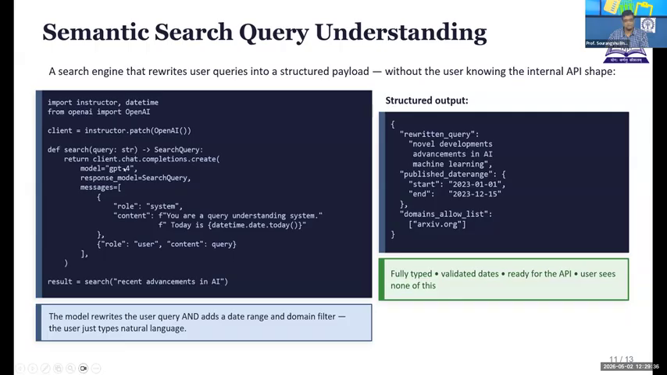Now this Instructor object basically takes the model, just like you would pass to OpenAI. Then you pass the response model, which is this search query, and then the prompt in the messages. So, you are a query understanding system, today is the following date. And then in the user query you provide the input query, which has been provided here as a string. So this query is the same as this query.